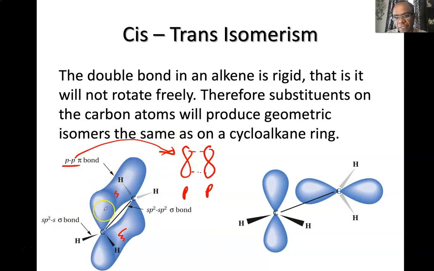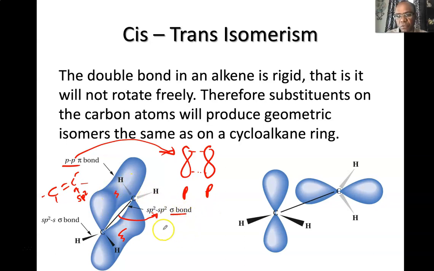Now remember we said that the carbons in the double bond are sp2 hybridized. So if these are sp2 hybridized, then you'll expect that the sigma bond is sp2 because the sp2 orbitals will overlap head-head to make the sigma bond. So this bond will be an sp2 type of covalent sigma bond.